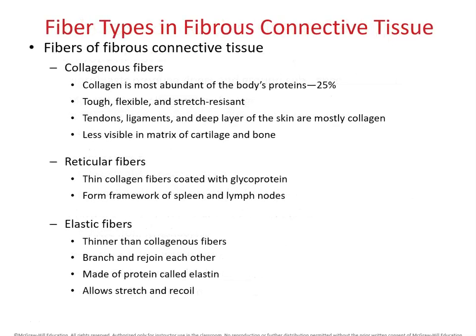Okay, so now we're going to talk about the different fibers that make up connective tissue. The first one and the most abundant one is collagen. Collagen makes up 25% of your body's protein. It's very tough, it's very flexible, but it does not want to stretch. So it can twist and turn, but it does not stretch well. And collagen makes up the tendons and the ligaments and some of the layers of your skin.